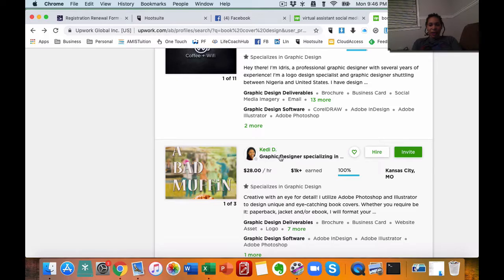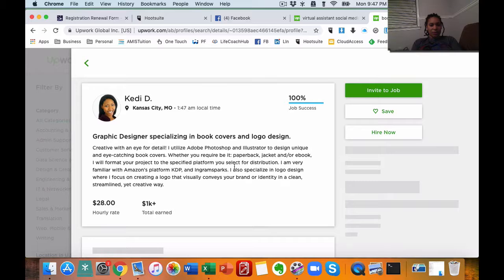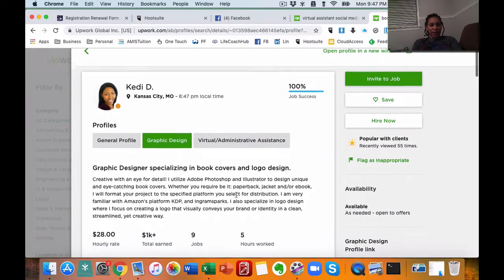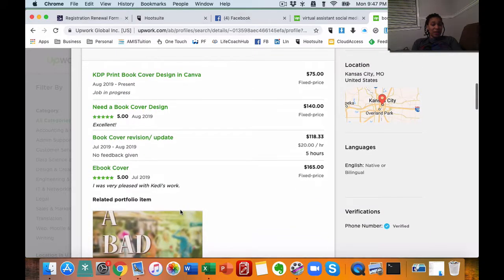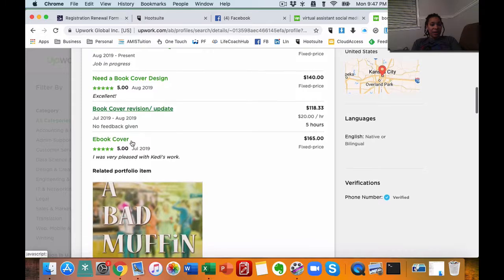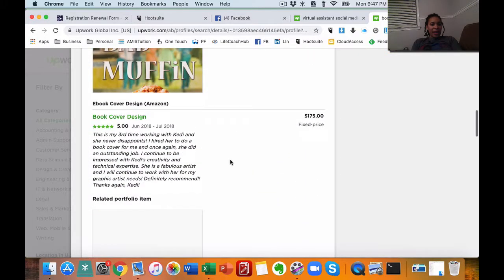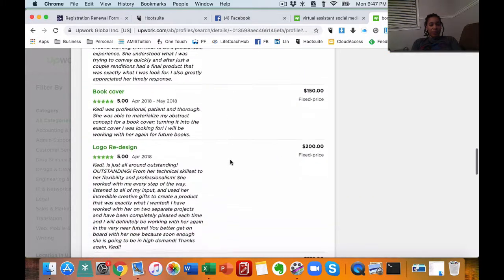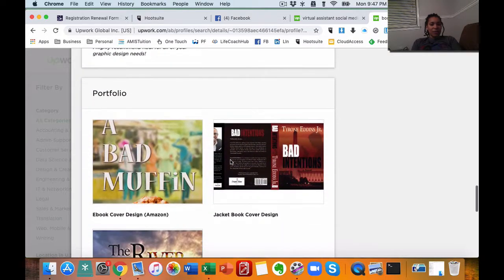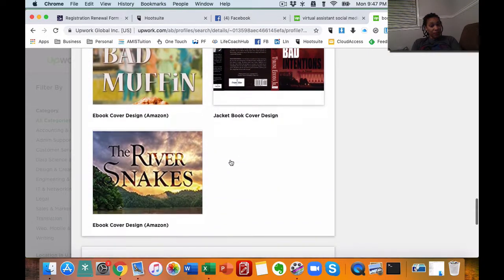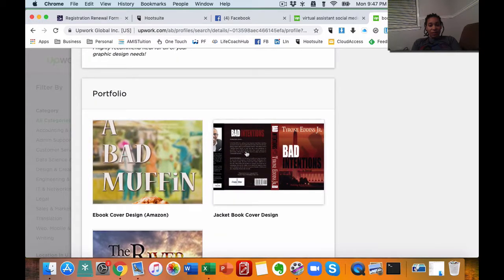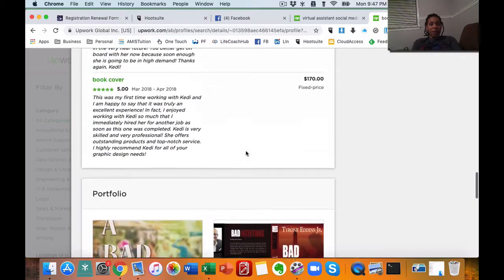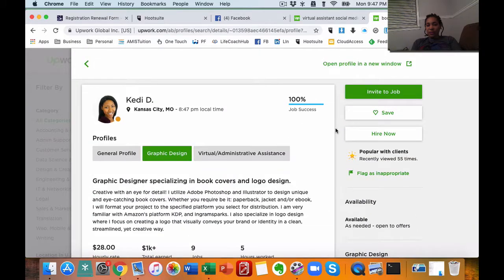So she's earned 1,000, and this is her area of expertise, book cover design. And you can see the jobs that she's done, all e-cover book ready, and she's gotten very, very good reviews on her book cover design. Okay, and then she's actually got a portfolio, which looks like some of these are looking pretty good. So you might again save her or invite her to a job.